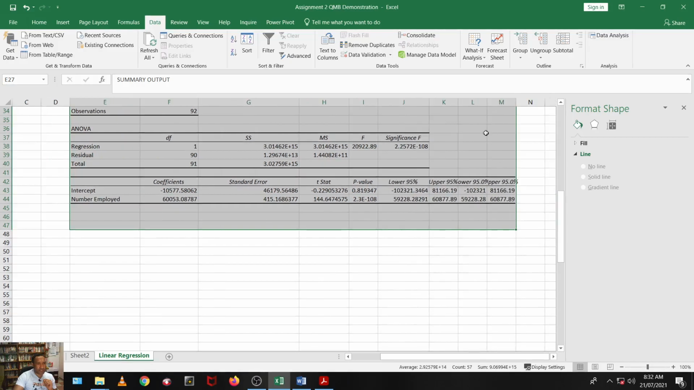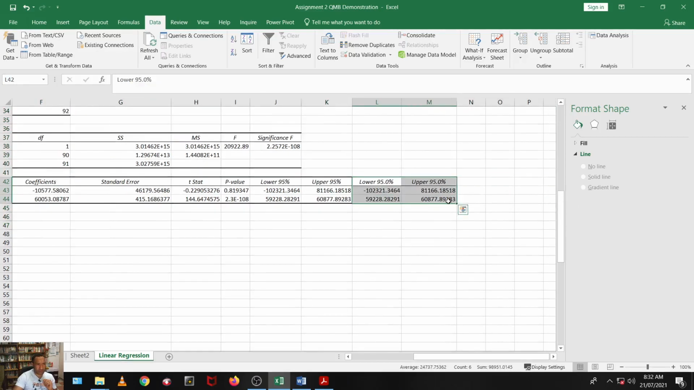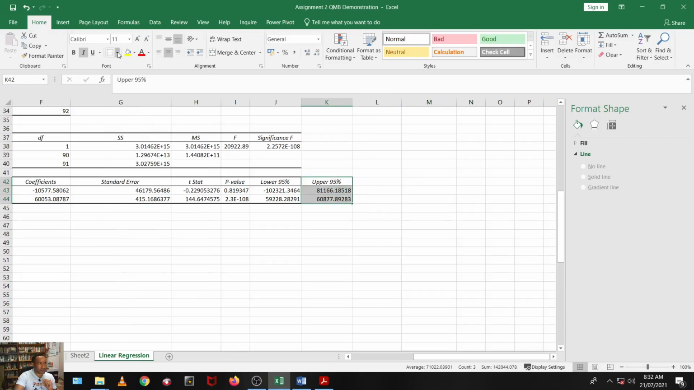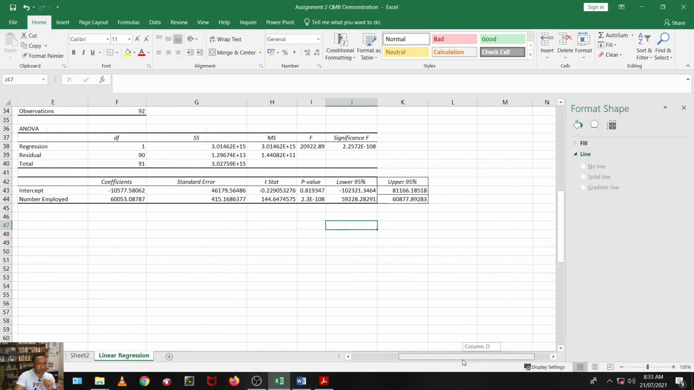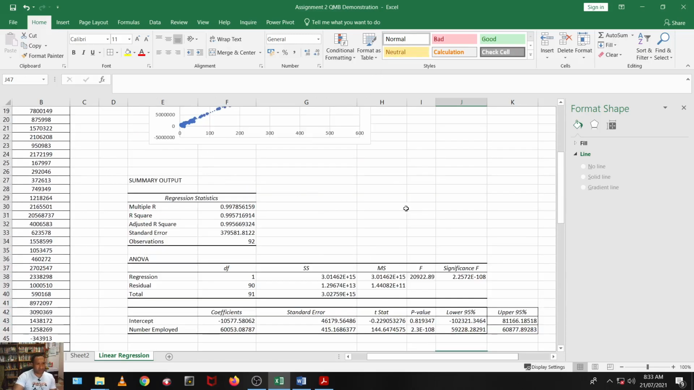I'm just going to fix this up so we can all see clearly. This is the upper 95% and the lower 95%. There's a repetition here, so we'll remove the one to the right. So this is the output.